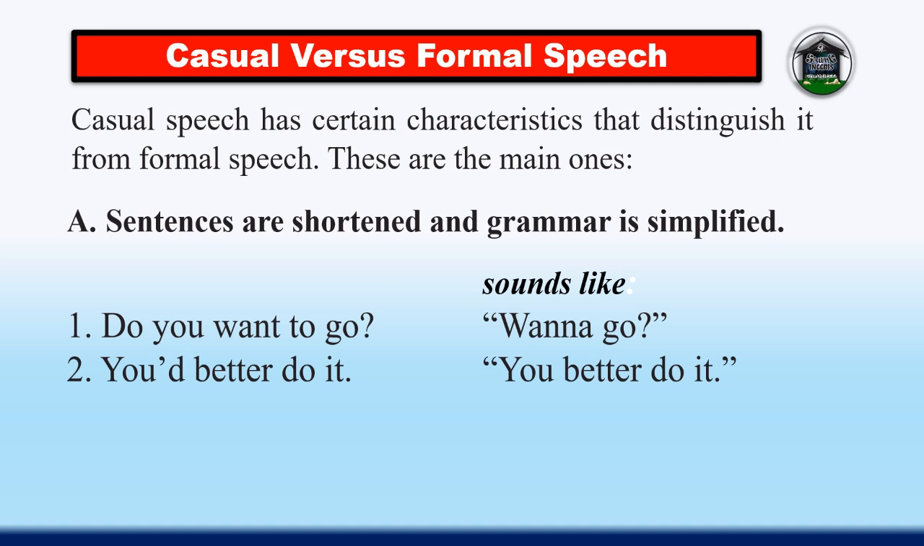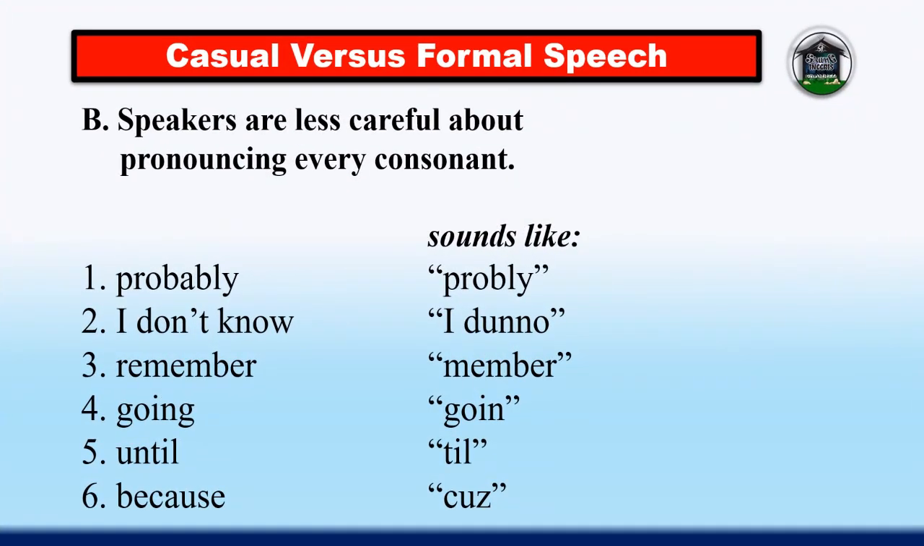Characteristics of casual speech. Sentences are shorter and the grammar is simplified. For example, "do you want to go" sounds like "want to go?" "You had better do it" sounds like "you better do it." Also, in casual speech, speakers are less careful about pronouncing every consonant. For example, "probably" sounds like "probly." "I don't know" sounds like "I dunno." "Remember" sounds like "member." "Going" sounds like "goin'." "Until" sounds like "till." "Because" sounds like "'cause."